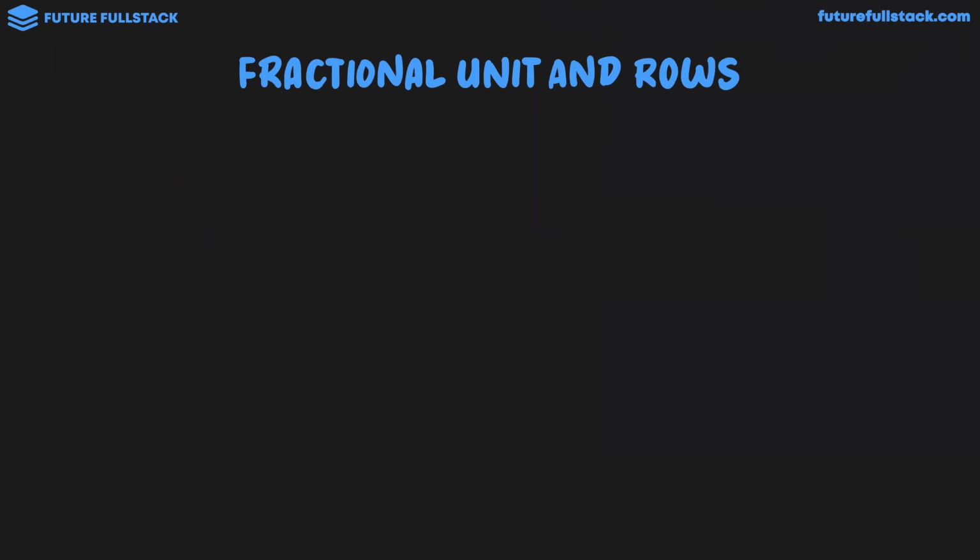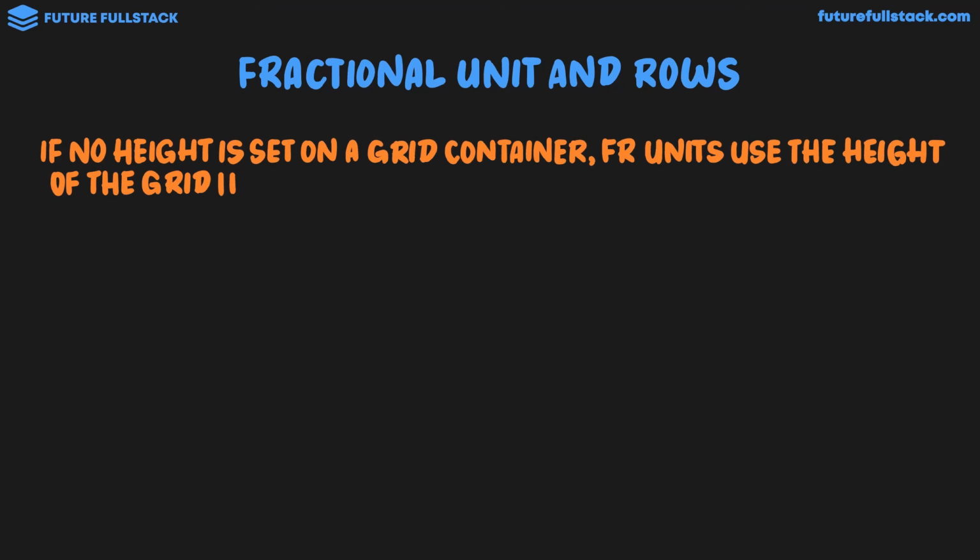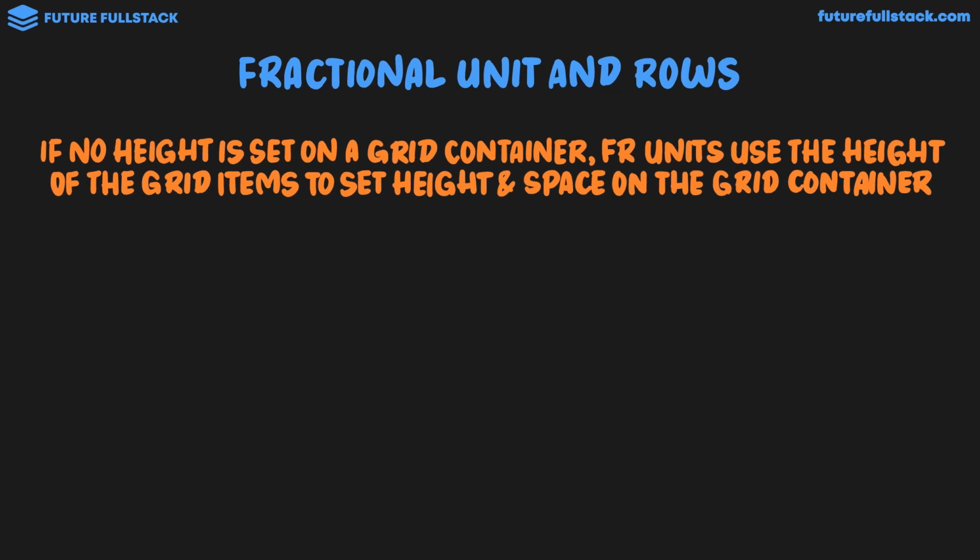So let's continue our discussion with fractional units and rows and look at the other case, which is if no height is set on the grid container, FR units use the height of the grid items to set height and space on the grid container. This is very unexpected, where the fractional units are being calculated by the height of the grid items. They're no longer dividing the height or width of the grid container. So let's see what this looks like.